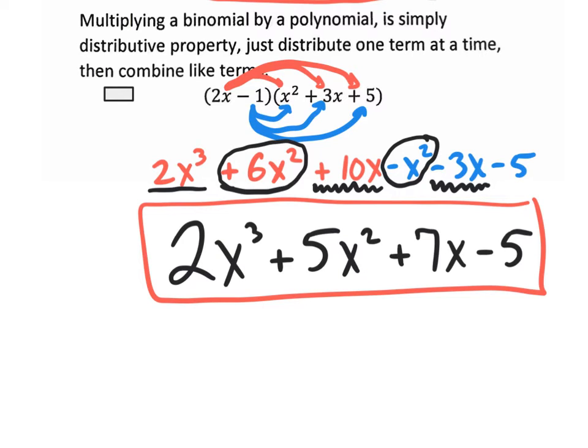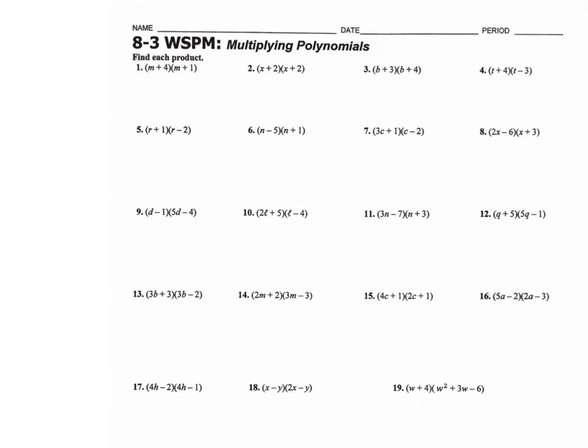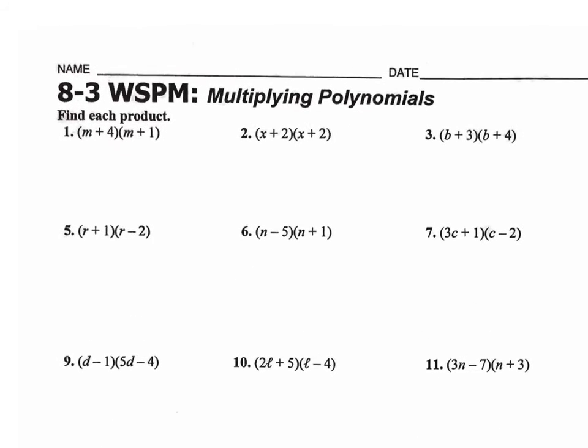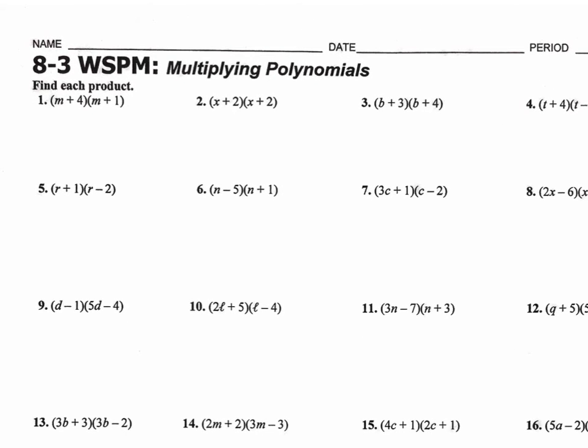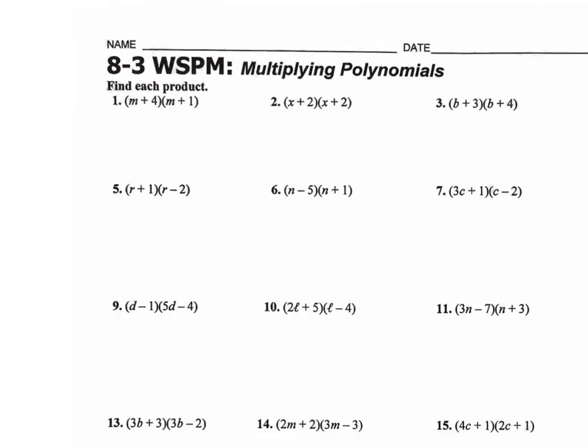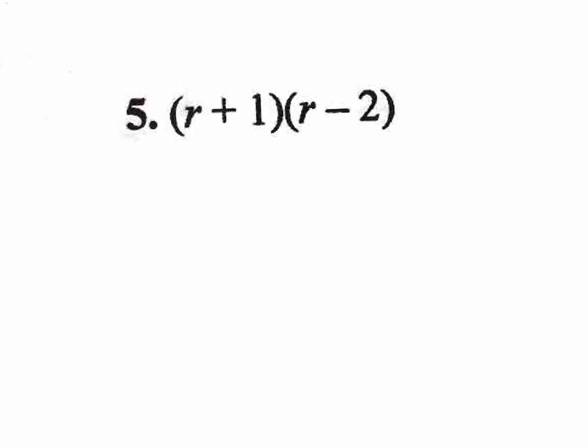So let's take a look at today's homework. We're only going to do a couple of these. I mean, once you get the hang of it, it's easy. Pick one. 5. Whoa, that's 5. Let's go with number 5. So number 5, we have a binomial times a binomial. Once again, we're going to cover up one term at a time.